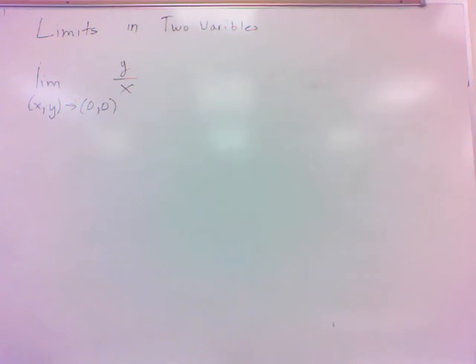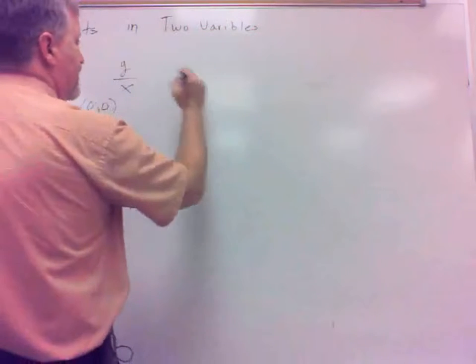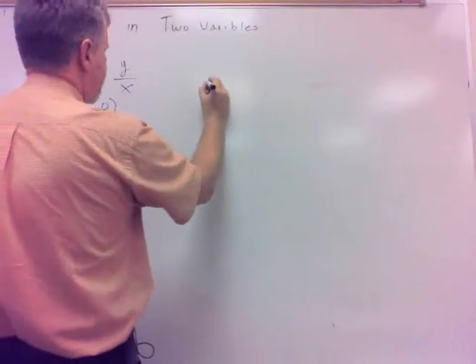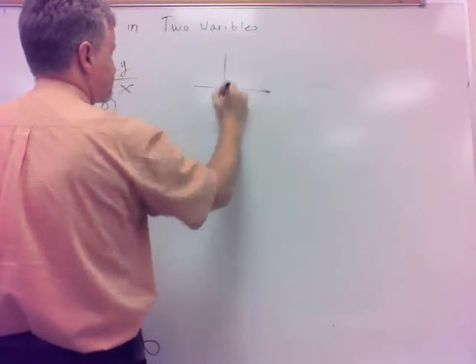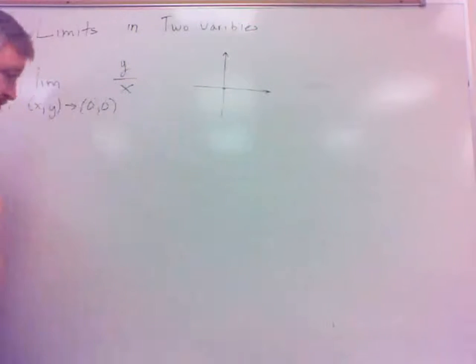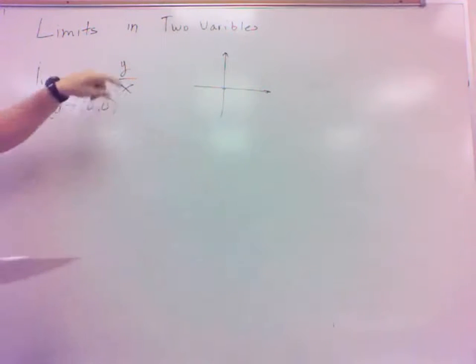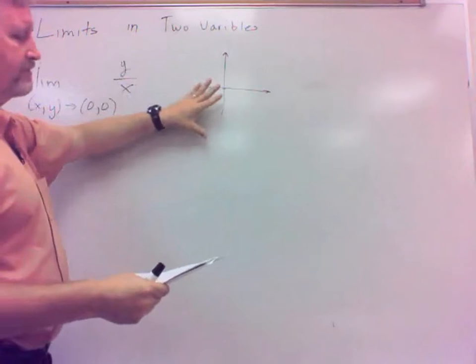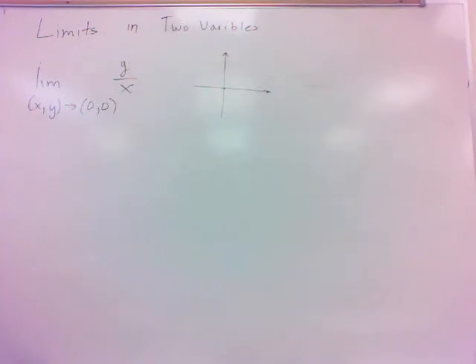One thing you can do, since I'm trying to approach this (0, 0), and that's kind of why I went through that business I did at first, we're trying to approach this (0, 0), and there's nothing much we can do with that. So let's think about it for just a second.